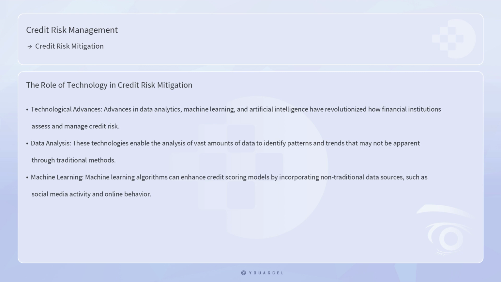The role of technology in credit risk mitigation has also become increasingly significant. Advances in data analytics, machine learning, and artificial intelligence have revolutionized the way financial institutions assess and manage credit risk. These technologies enable the analysis of vast amounts of data to identify patterns and trends that may not be apparent through traditional methods. For example, machine learning algorithms can enhance credit scoring models by incorporating non-traditional data sources such as social media activity and online behavior to provide a more comprehensive assessment of creditworthiness.